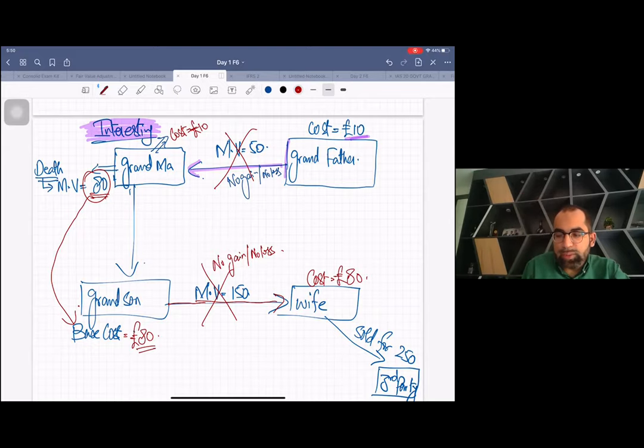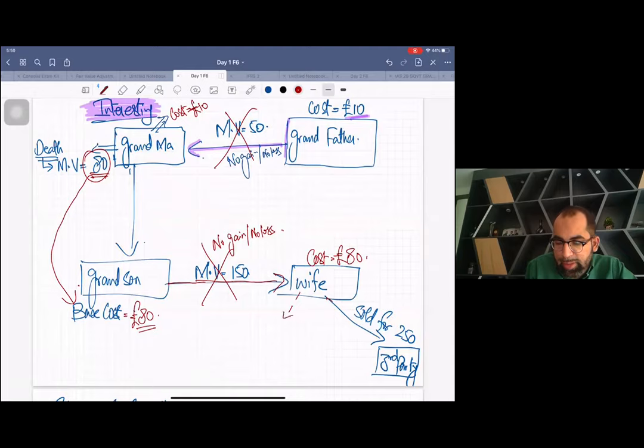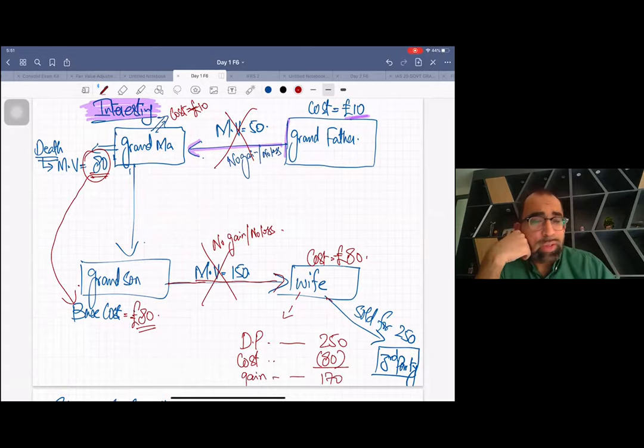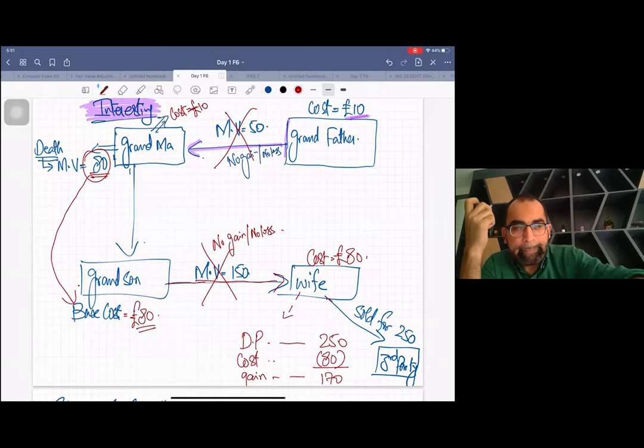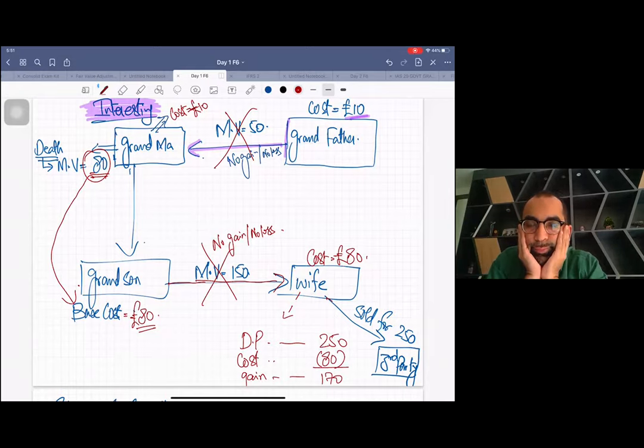Now, finally, in the question, it was written that wife sold this asset to a third party for 250. So can you tell me what is the final gain? DP for wife is 250. Cost is 80. So the final gain is 170. Students, the final gain is 170. Okay, you got it, students. In this example, we revised not only the husband-wife transfer, but also the death transfer as well.